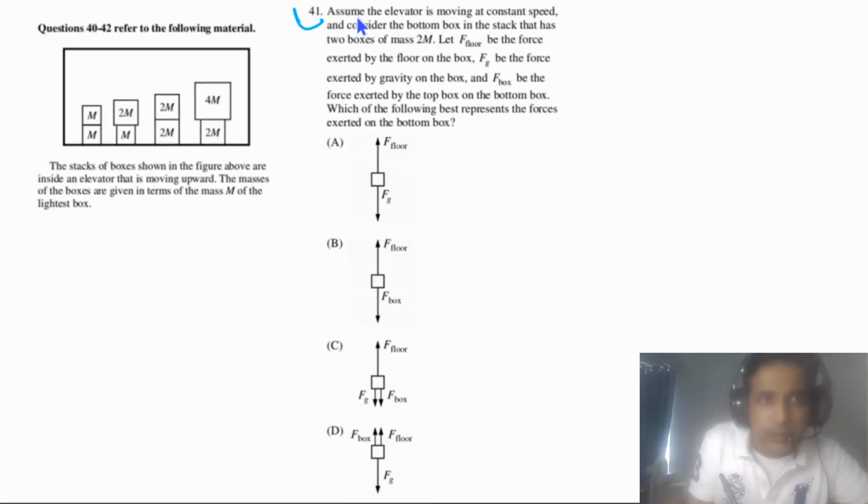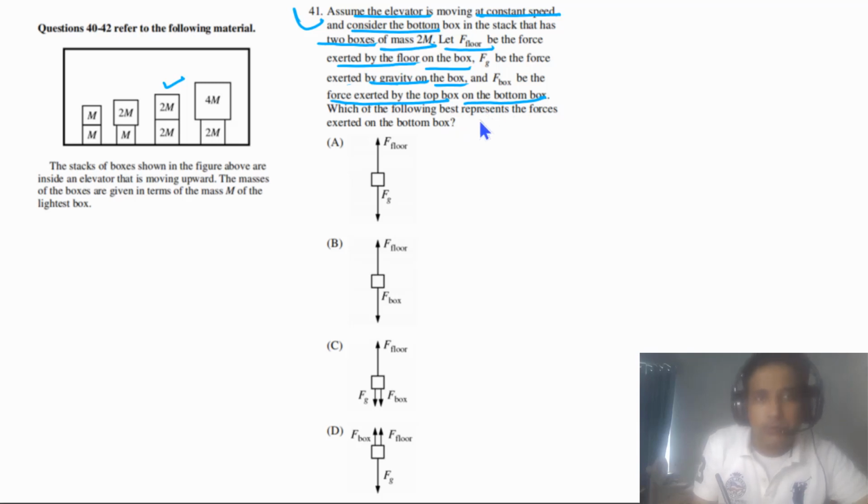Question 41 says, assume the elevator is moving at constant speed and consider the bottom box in the stack that has two boxes of mass 2m. Means we have to consider this stack. Let F floor be the force exerted by the floor on the box, Fg be the force exerted by gravity on the box, and F box be the force exerted by the top box on the bottom box. Which of the following best represents the forces exerted on the bottom box?